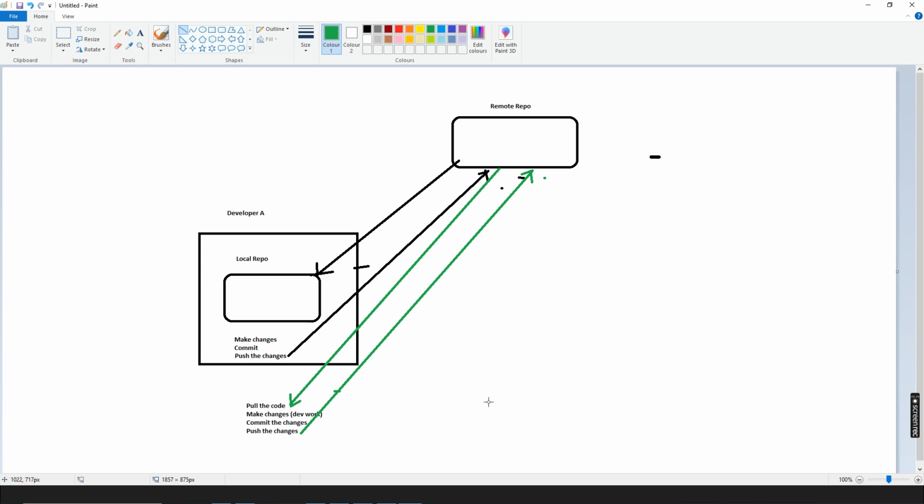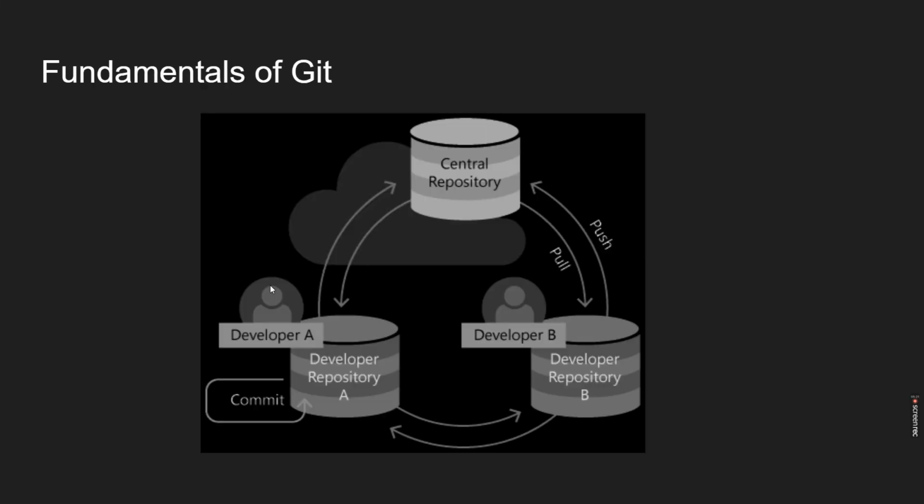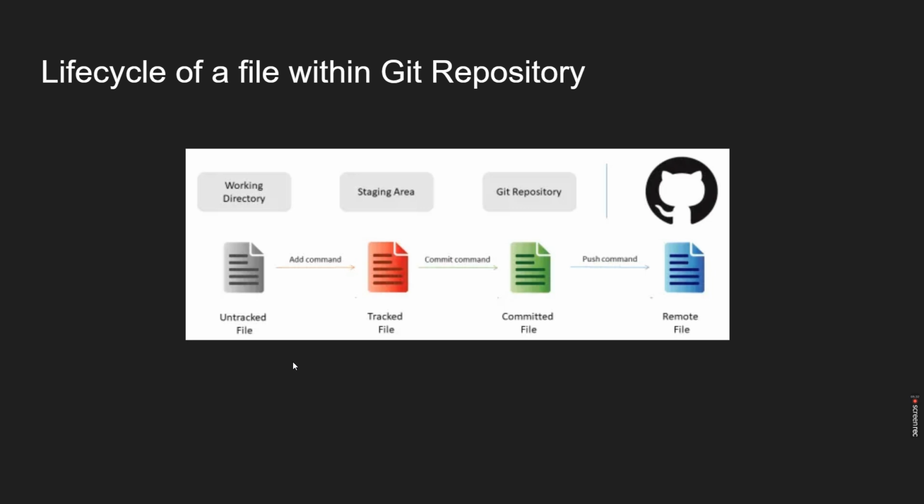Okay, so now let's go back to our PPT again. So that is what you see here: central repository and the developer repository. Developer repository is the local repository. It will be in his developer laptop. Now let's understand the life cycle of a file within a Git repository.